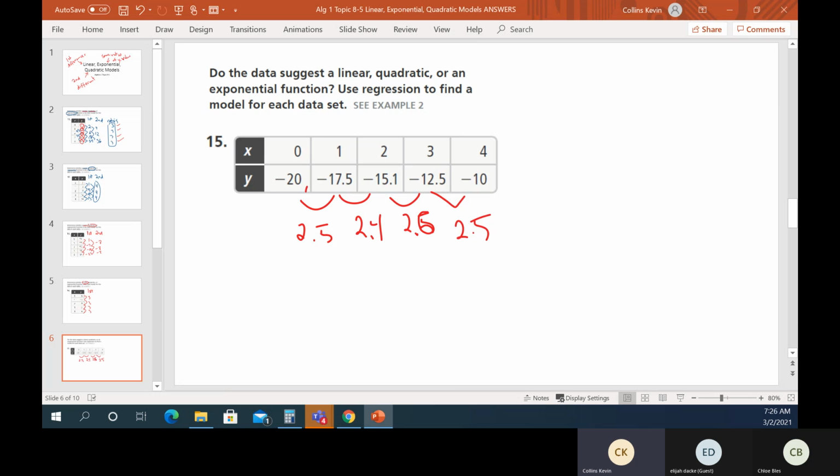And then notice here we have our y-intercept because they told us when x equals 0. That gives you your y-intercept. So a good possible line for this would be y equals 2.5x minus 20.